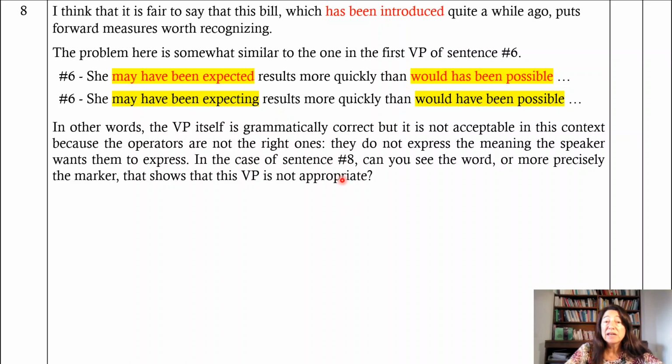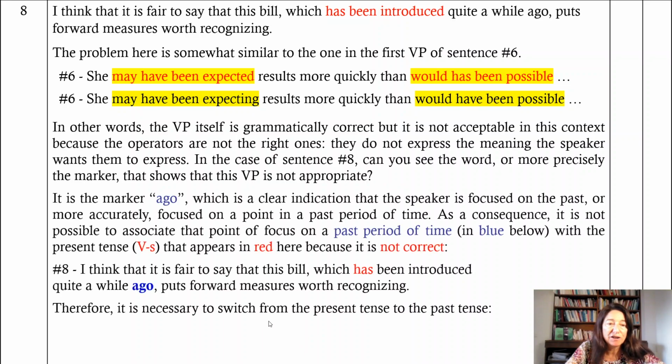So here, the verb phrase in itself is correct, but it doesn't work with the rest of the sentence. And we can see that thanks to a marker, which tells us that that VP is not appropriate. So can you see that marker? Yes, so that marker is actually "ago", because "ago" refers us back to a past period of time, and that past period of time is not compatible with the use of the present tense here.